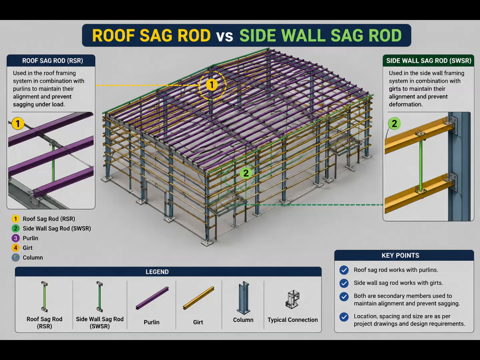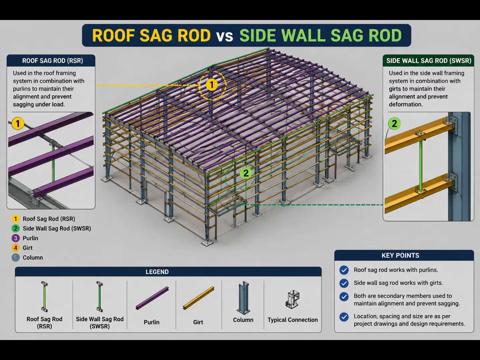First, look at the roof portion of the building. The roof contains a series of roof purlins arranged along the length of the building. The roof sag rod works in combination with these purlins. Its arrangement is associated with the roof framing system and is provided to help maintain the required alignment of the purlins and prevent excessive sagging under load.